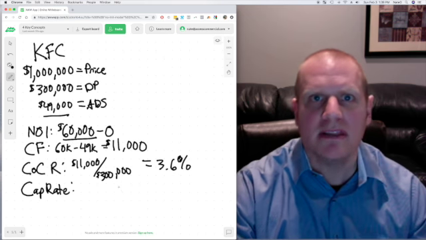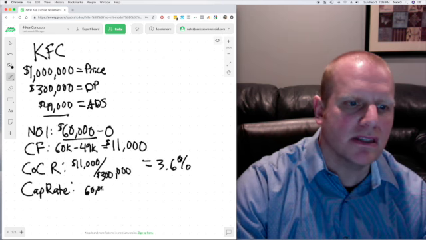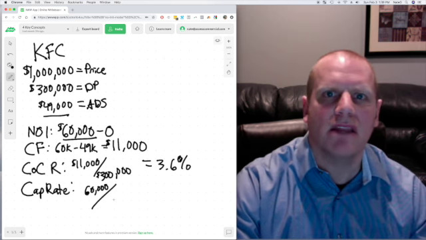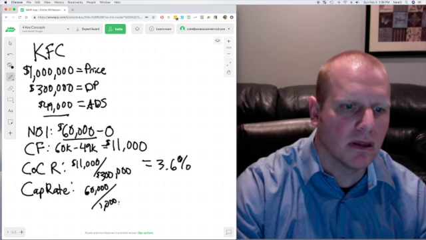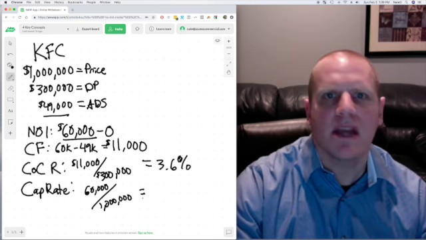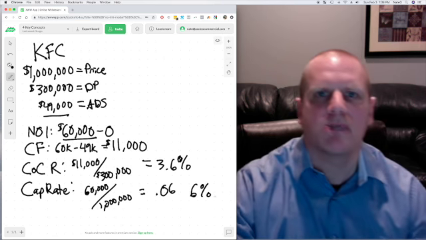Now we'll calculate the cap rate for this building, which is the NOI, which is $60,000 divided by the purchase price, which was $1 million. That is going to equal 0.06 or a 6% cap rate.